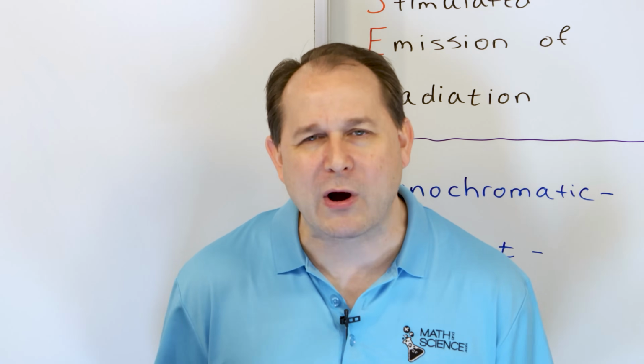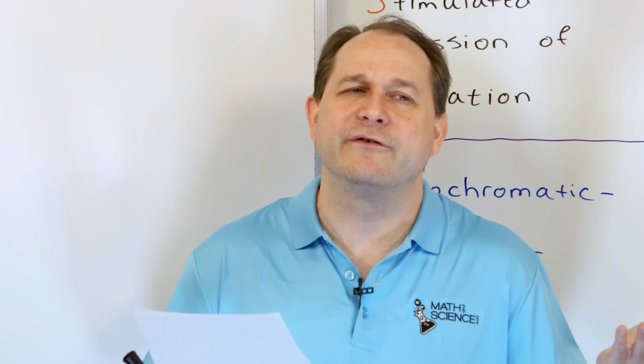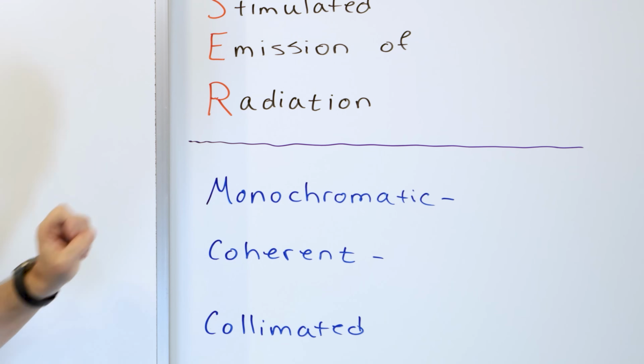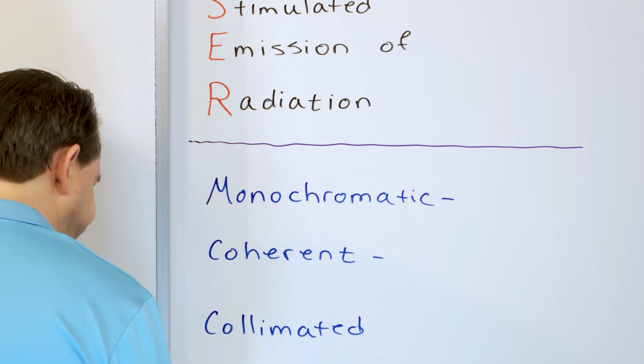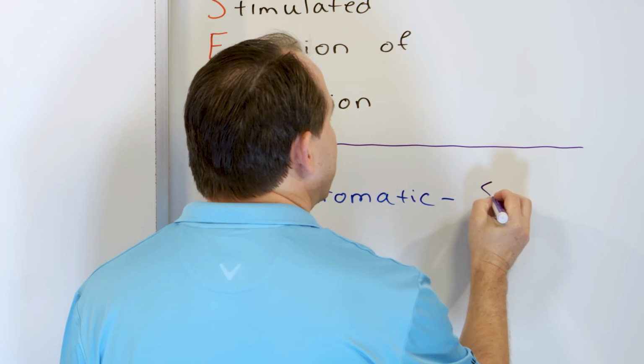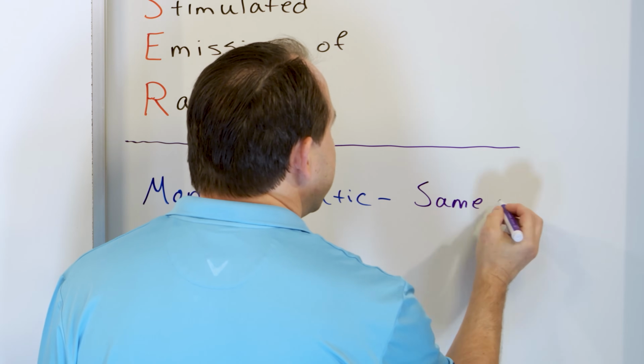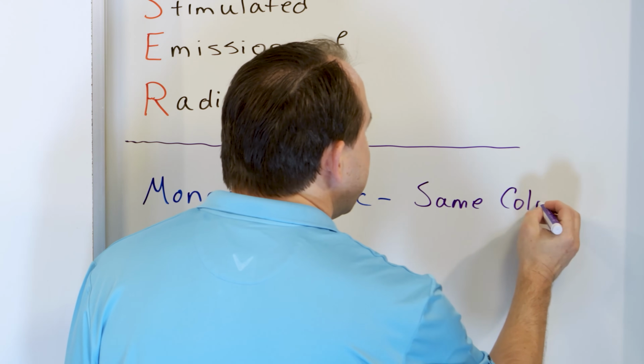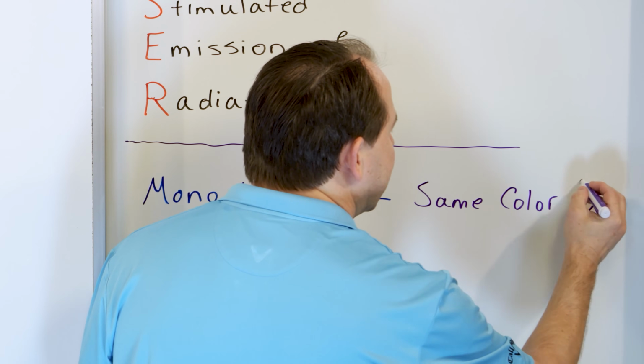Now, what are the main properties of lasers? We have to talk about this before we can describe how it works. Three main properties. The first one is what we call monochromatic. Monochromatic is a fancy word that means that the laser light that comes out has the same color, by which we mean the same wavelength.